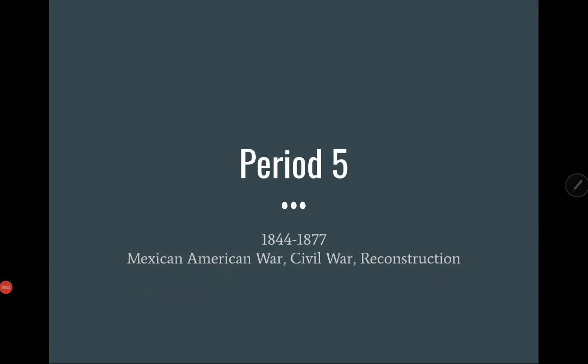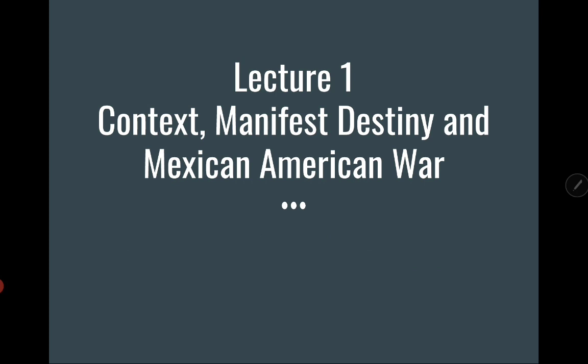Hey y'all, we're going to start period 5, and this is from 1844 to 1877. The period actually starts with the Mexican-American War, it goes to the Civil War, and then to Reconstruction. We're going to start by taking a look at some context of the entire period.